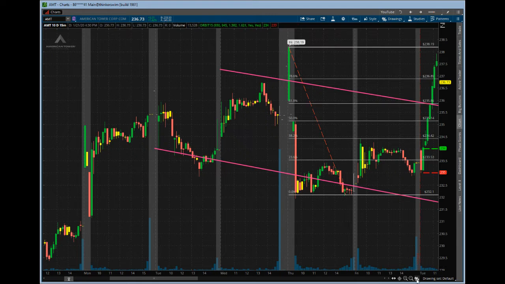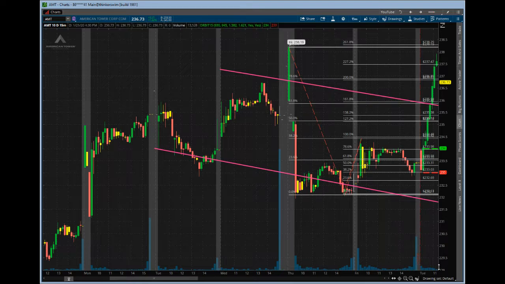Another option is we could do an extension. So we could do a full extension here, just from this level to this level. Okay, we're starting to see some cluster zones right here. So we've got the 61.8, we've got the 161.8. I'm going to extend this to the right.